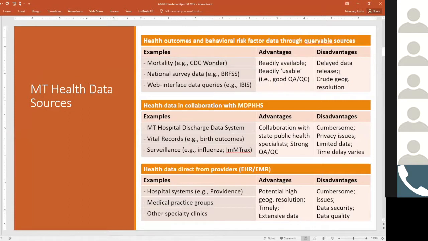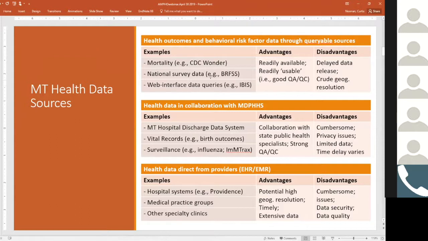So I'm going to spend a little bit of time now talking about different types of data. I've grouped it into 3 areas. One is what I'm referring to as health outcomes and behavioral risk factor data that are available through queryable sources, so that all of us can use them with fairly little learning or ramping up to usability. These are pretty easy data to capture and get to.